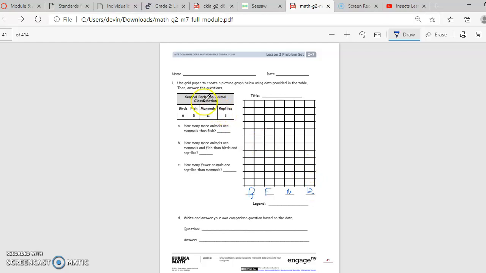Okay, so then you will look at the Central Park Zoo Animal Classification table. Birds is 6. So you will draw a circle to represent 1, 2, 3, 4, 5, and 6. You gotta make sure it lines up. So birds is this row, this column. Fish will be this column, so you can go ahead and fill in fish, mammals, and reptiles right now.